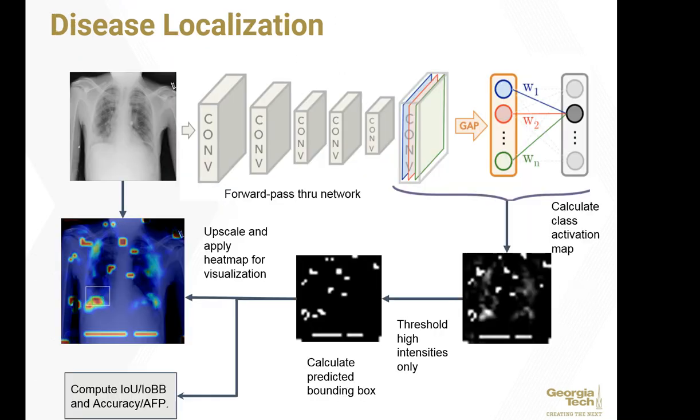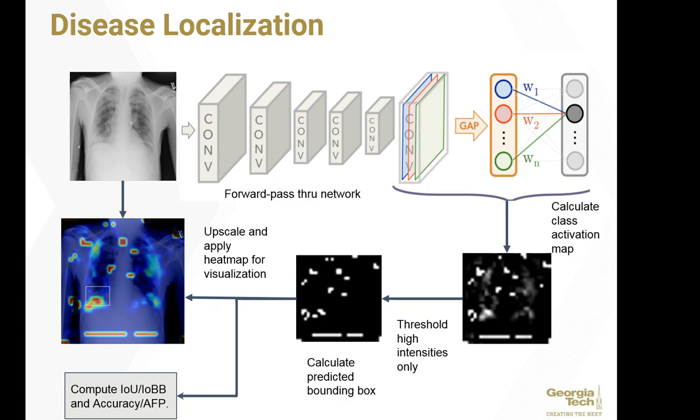Here we discuss our methods for disease localization. We use class activation maps, which are calculated by multiplying the last convolution layer output by the weights of the final prediction layer. To localize the disease, we first feed the X-ray image through the network and then retrieve its map, followed by a threshold operation to keep only the high intensity areas.